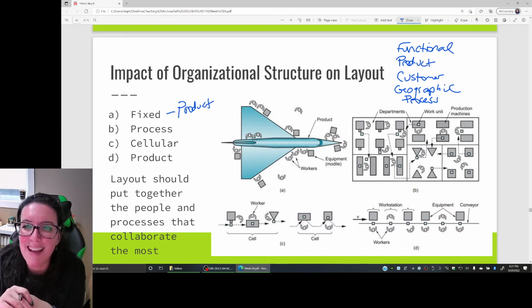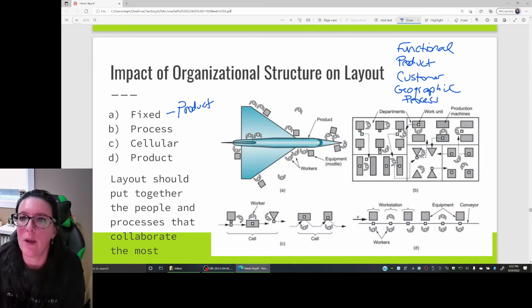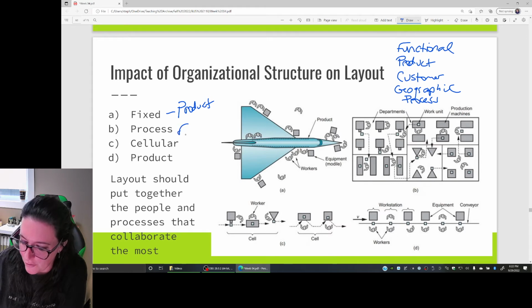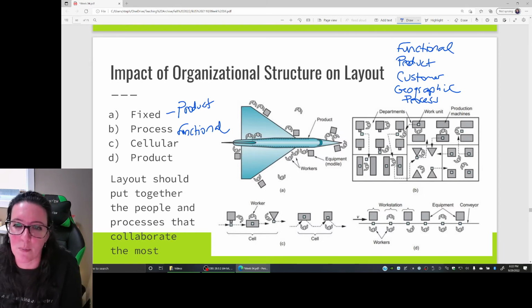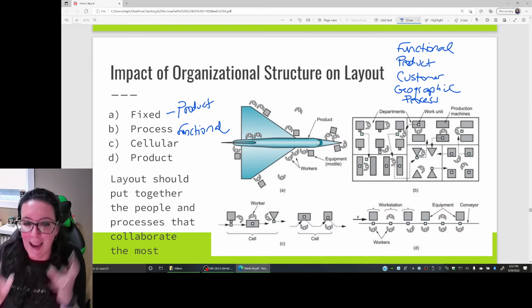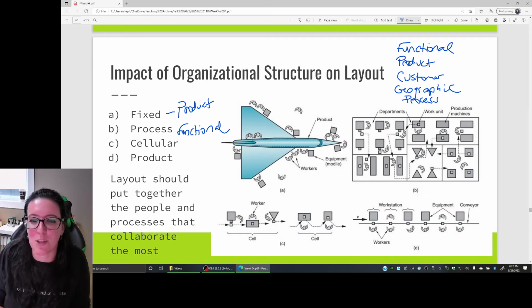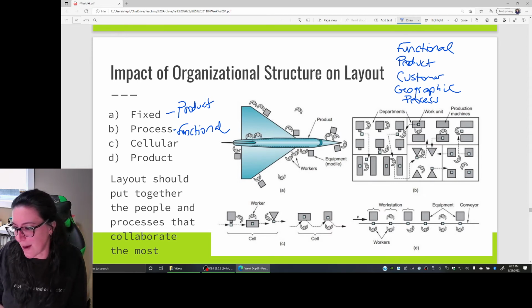So what type of departmentalization would you have if you have a process layout? Well, we would have a functional departmentalization. So if you think about a business, we group together the HR department, we group together the accounting department. That's a process layout with similar people with similar expertise and similar equipment. So we have functional departmentalization as a process layout.